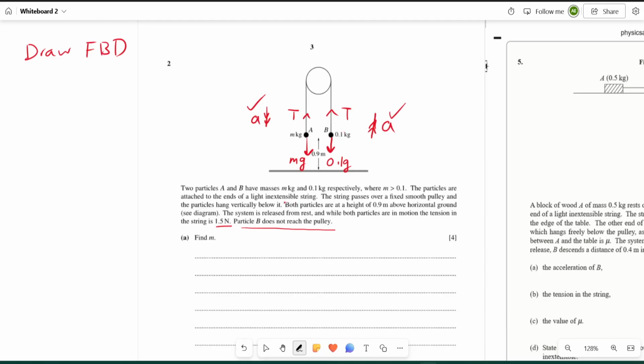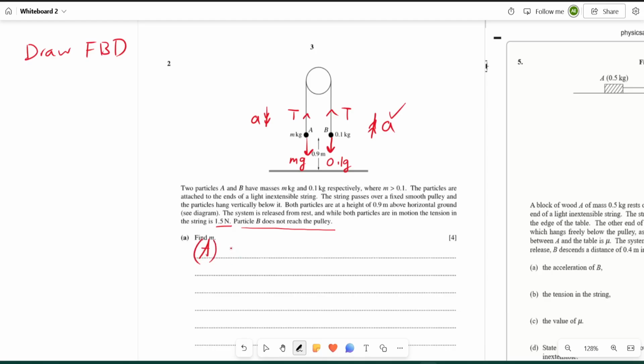Because they're the same, since it's an inextensible string. Why did I name this T and I named this T? Same thing, because it is a light string. So second step is to write the equation of motion for both A and B. So let's write it for A first.